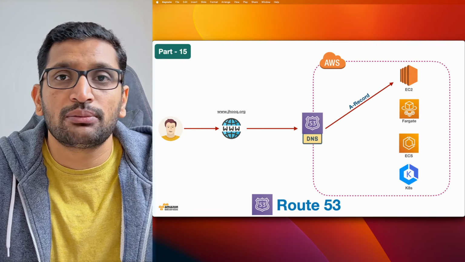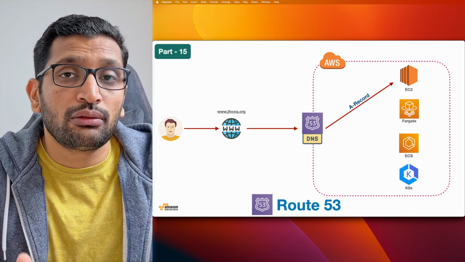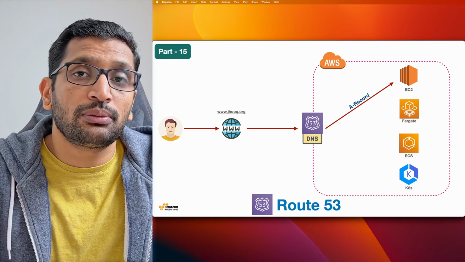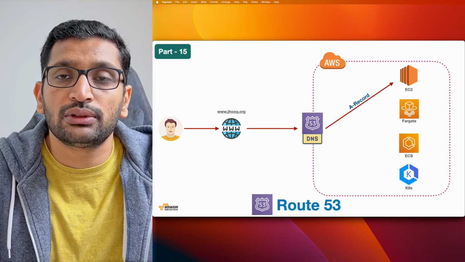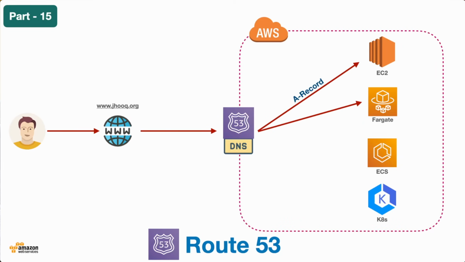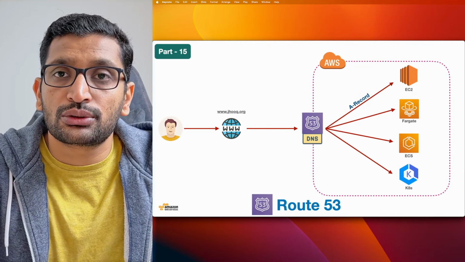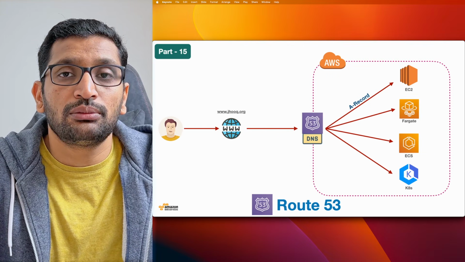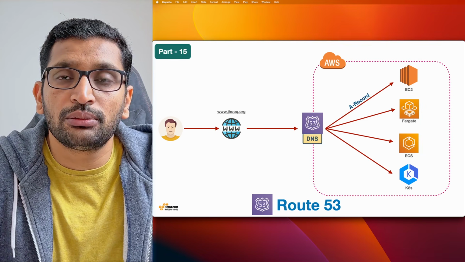In this example, I'm taking an EC2 instance. But in AWS, you can have multiple instances or multiple different resources running behind the scenes. You can serve the same request with the EC2 instance, or with Fargate, or with ECS services, or you can also run a Kubernetes cluster behind the scenes. It doesn't matter what kind of resources you are running in AWS, but you need to set up the A records or CNAME records properly so that your request will be served back.